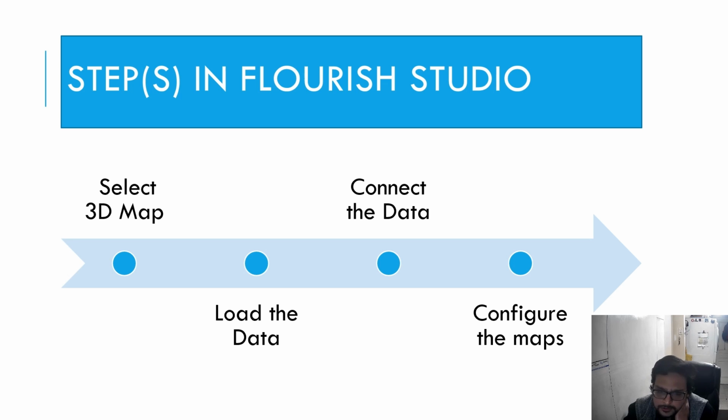The first step is to select a 3D map. Then you load the data. Then you connect the data and you configure the maps. Now, these four steps are different for different visualizations, and it takes a bit of time to get it to exactly what you want. But if you understand the tabs on the side and what they do, then it becomes pretty straightforward. So I'll just demo one variation that I worked on using my data set, and then maybe in a few months, once I know what the biography would look like, I'll do a more detailed video on the steps that I took.